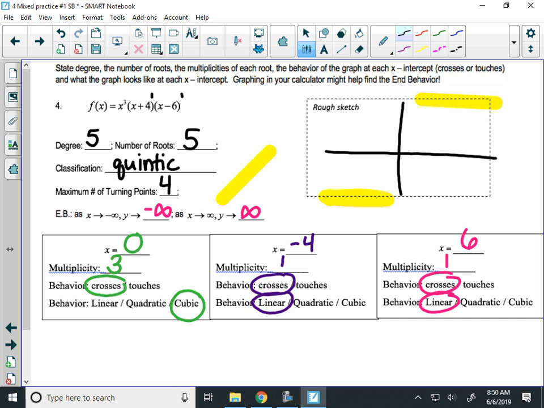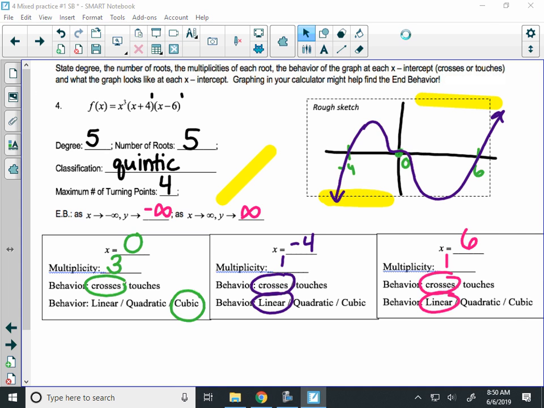Now, when I sketch my graph, I'm first going to plot the points 0, 6, and negative 4. Now, I know where my arrows have to go. At negative 4, I'm crossing through that root and looking linear. So I'm just going to come straight up through. At 0, I said I'm going to cross through, but I'm going to flatten out and look cubic. So when I get there, I'm going to flatten out, and then at 6, I come straight back up and through.